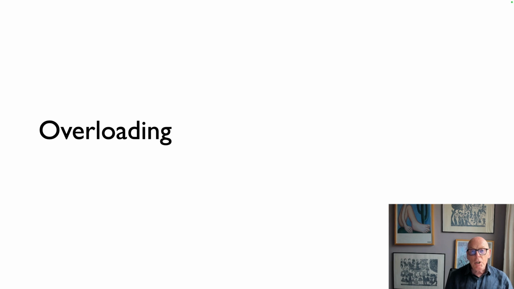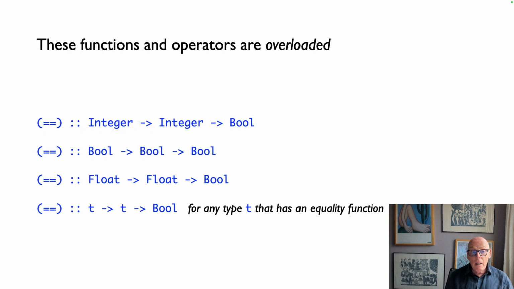In this segment, I'd like to talk a bit more about overloading and the terminology that we use in Haskell to talk about overloading. If you remember, when we talked about Booleans, we looked at the equality function, and I said that the equality function was overloaded. So you can use equality to check whether two integers are equal, or two Booleans are equal, or two floats, or any type T which has an equality function.